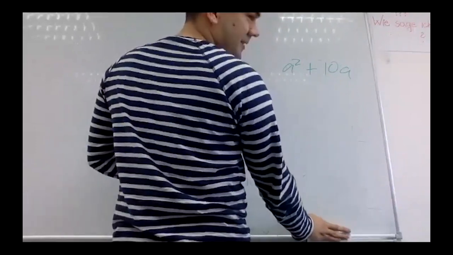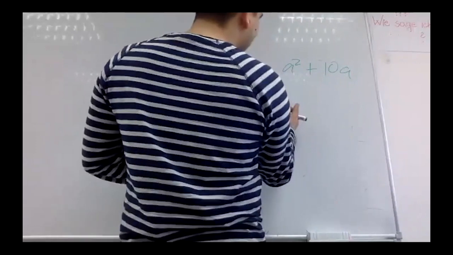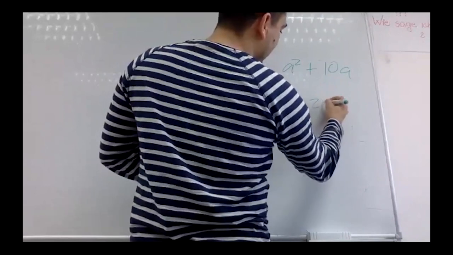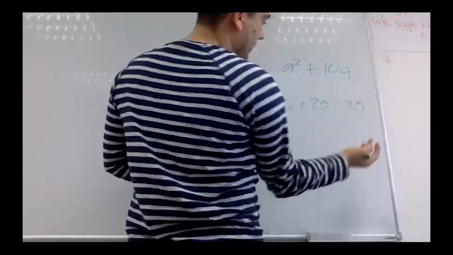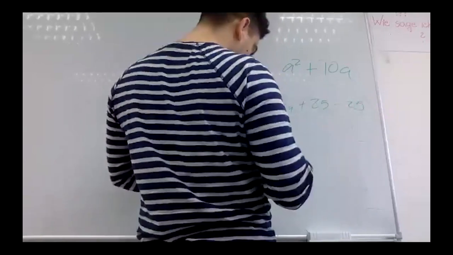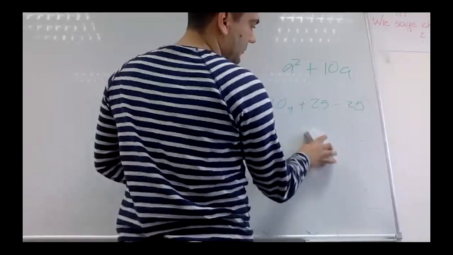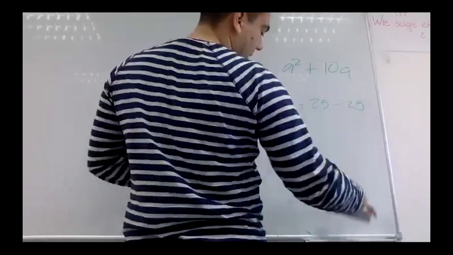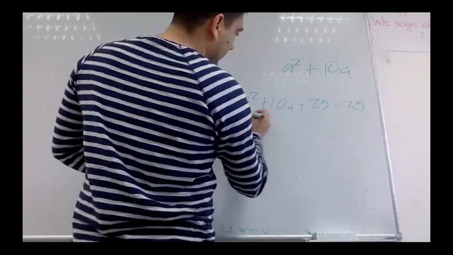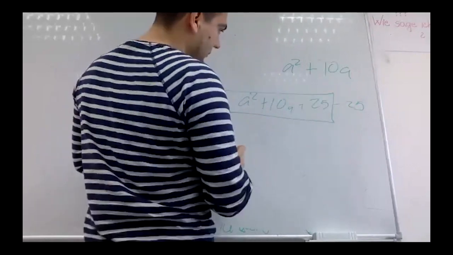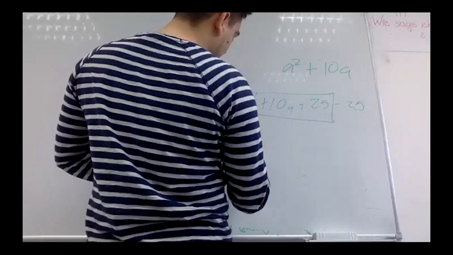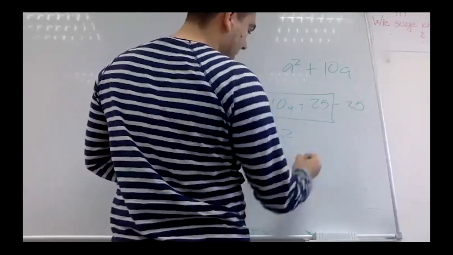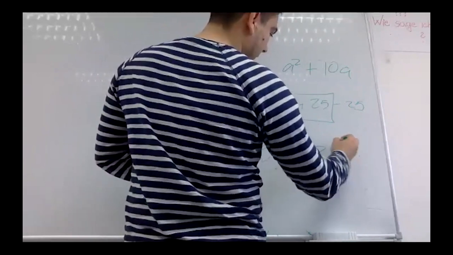Somebody have a calculator to check it out? Alright. a squared plus 10a plus 25 minus 25. You know, because this cancels out. So it equals 0. It's the same thing. So now we have to create a perfect square. So it's (a plus 5) squared minus 25.